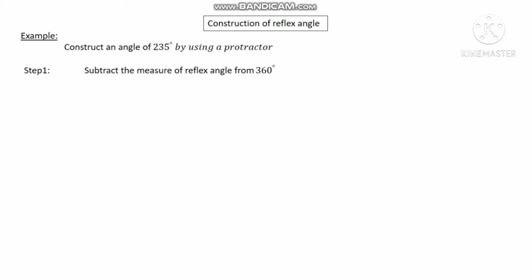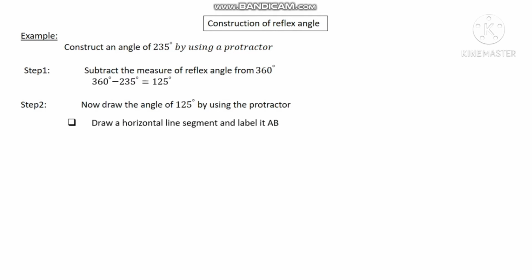Here the reflex angle is 235 degrees. So 360 degrees minus 235 degrees gives the answer 125 degrees. Now draw the angle of 125 degrees by using the protractor. As you know, 125 degrees is less than 180 degrees and we can easily draw it. In the previous lecture we discussed how to construct angles like these.